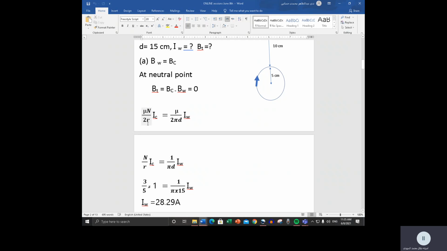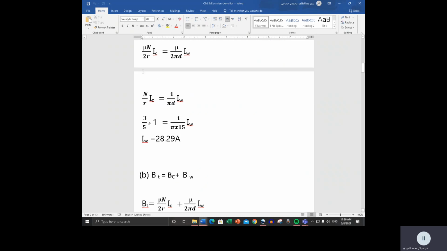So I have now N over R multiplied by I sub C, the current of the circular loop, equals this part. Now I cancel this and I cancel this. So I have 1 over pi d, okay, multiplied by IW. So I did this to simplify the equation before I plug in the numbers, so that I don't have to put numbers and then cancel them out again. And this will make the calculation easier and also save time.